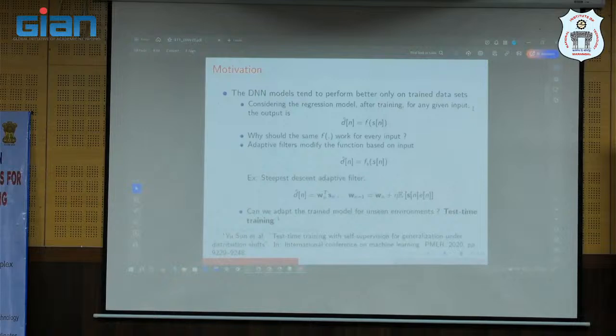One way to do this, which I will be discussing here, is test time training. Okay, so during testing we will train the network again, so we change the parameters. How many parameters to change and how to change them are the things that I am going to discuss in this presentation. This particular paper was published at PMLR 2020, which is one of the prominent conferences on machine learning. We'll be discussing this paper, and we'll also end with some remarks on how we can use this for speech enhancement.